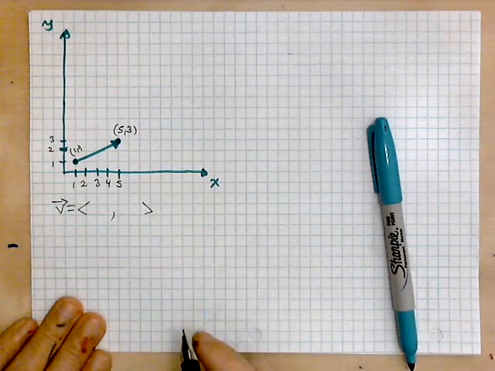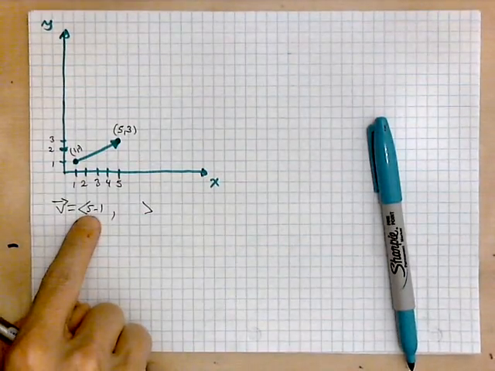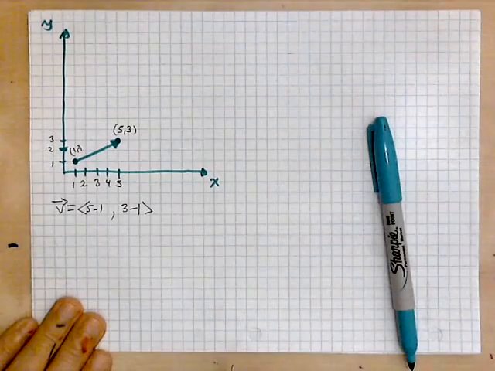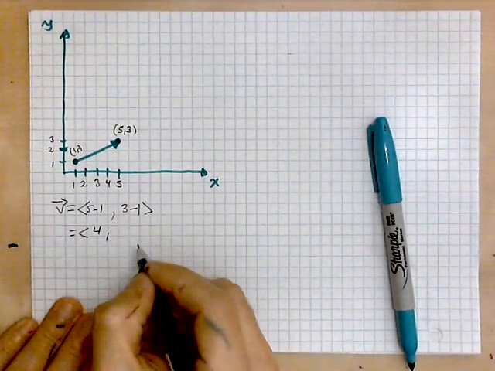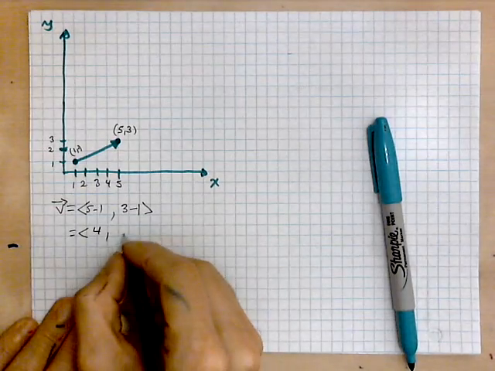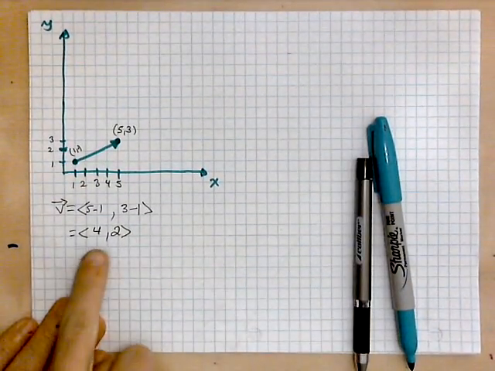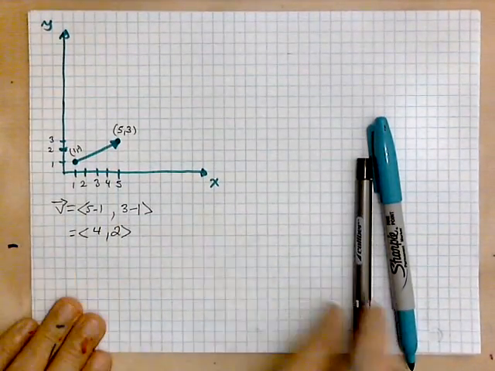And then take the difference of the x's, so that is 5 minus 1, that would be the x component, and the y component is 3 minus 1. Simplify. This is the same as 4, 2. So this is the component form of the vector shown here, and where I am calling it V.